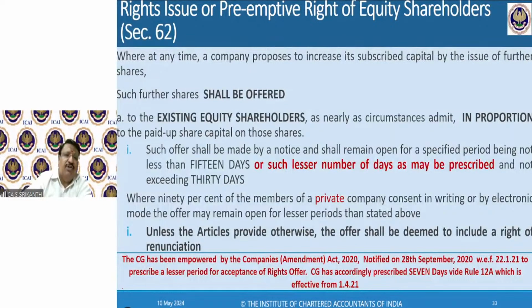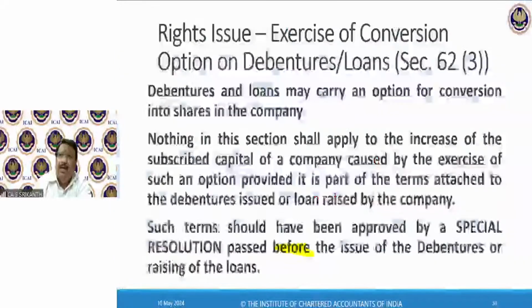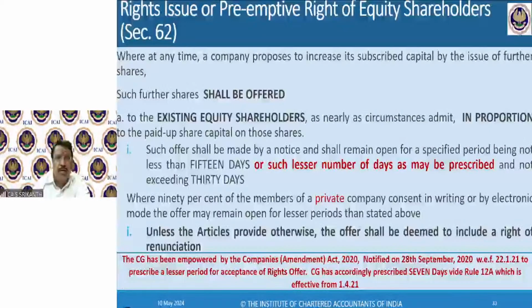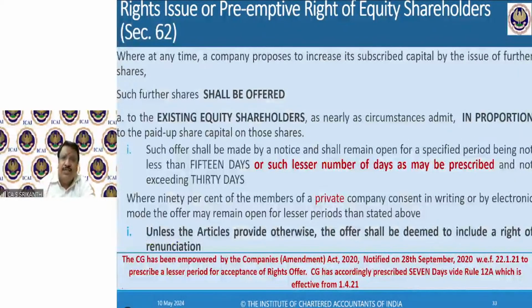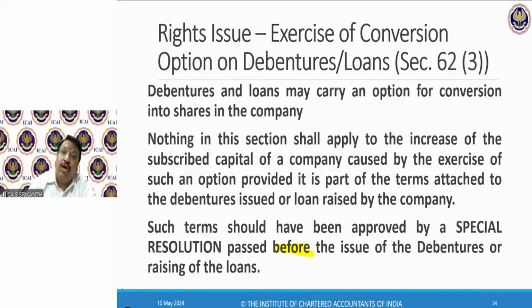Unless the articles provide otherwise, the offer shall be deemed to include a right of renunciation. Now, instead of doing this, you can also make an offer. The rights shares can be offered to the existing shareholders on ESOP basis, you can give. Or you can allot these shares on the basis of a condition in the debentures and loans, at the time of issue of the debenture or loan, the terms of the issue of debenture or loan says, in case the company does not pay, they can convert the loan into shares.